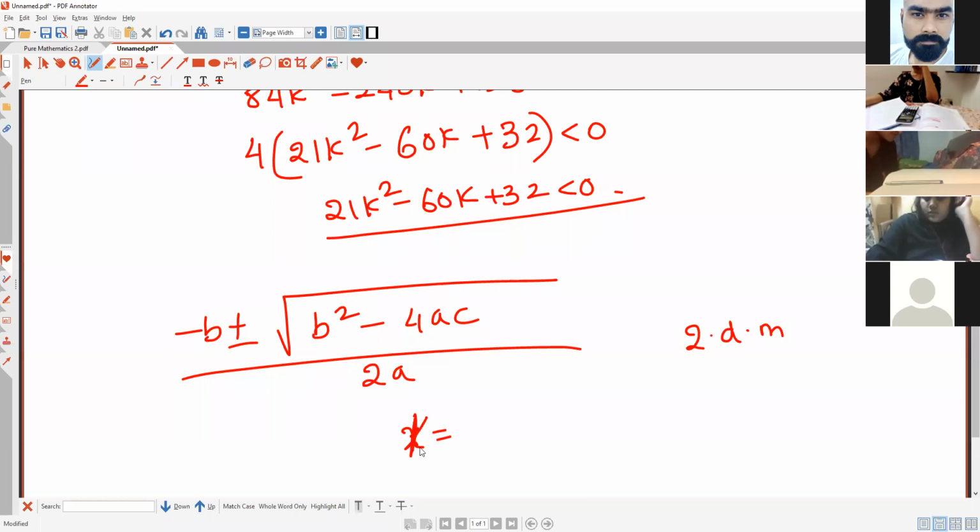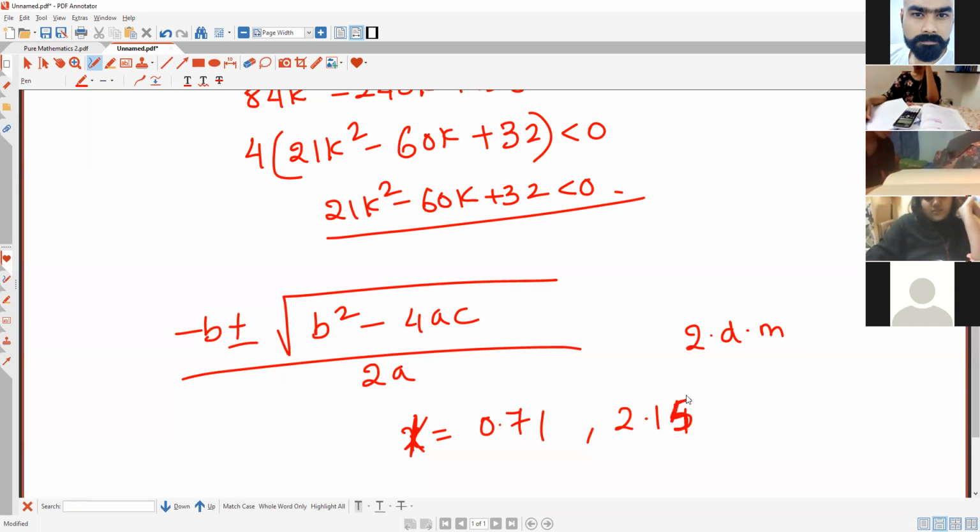Sorry, k value, my bad. Why is nobody replying to me? Somebody got 0.71. What is it? 0.71 and 2.15. 2.14? 2.15? Confirm? Okay, 2.15 then.